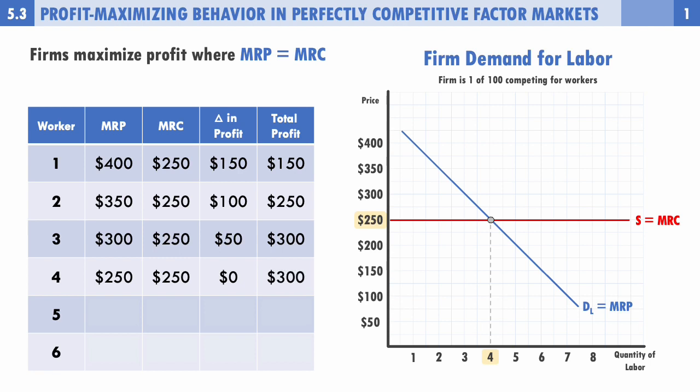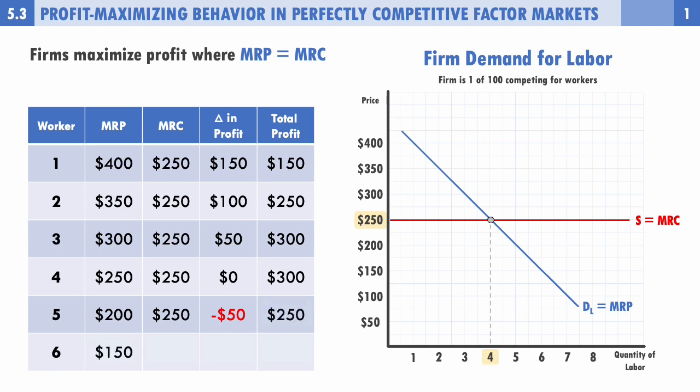But what happens after that? Once we go to number 5, MRP for number 5, because of diminishing returns, if you go up from number 5, we bump into our demand curve at $200, but it costs us $250 to hire them. That means we're actually losing $50 on that worker, which means by losing that $50, our total profit drops from 300 down to 250.